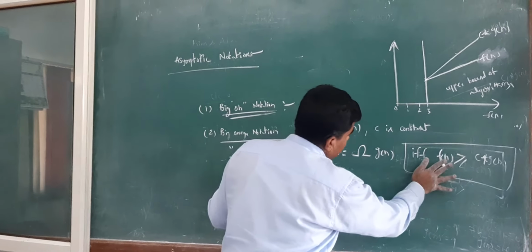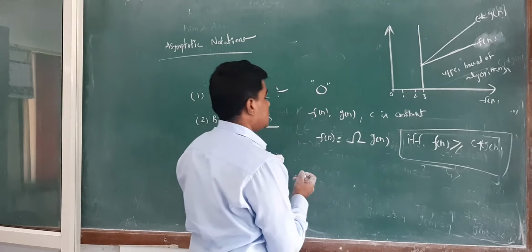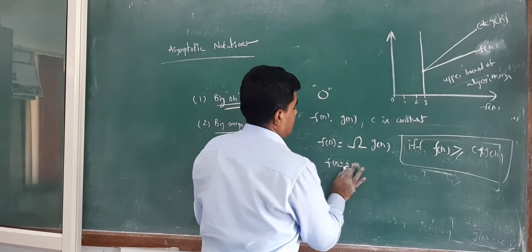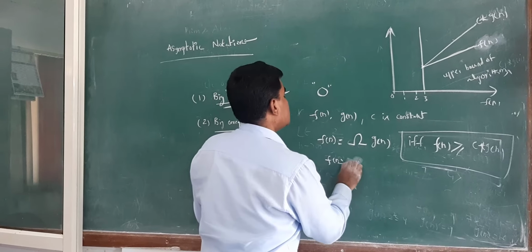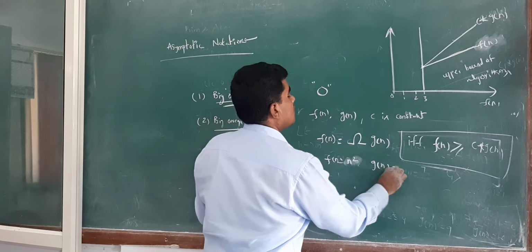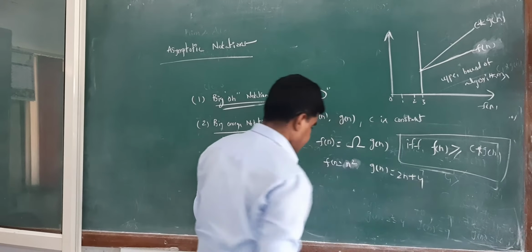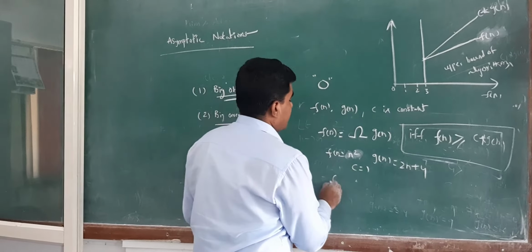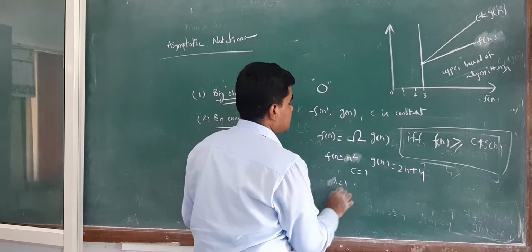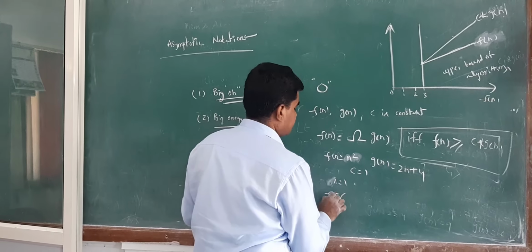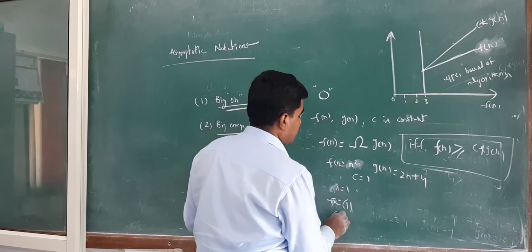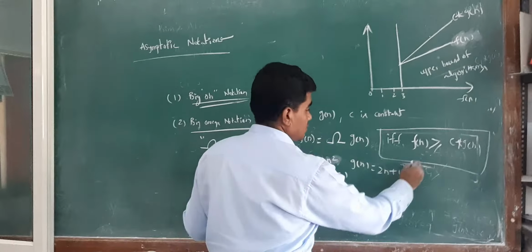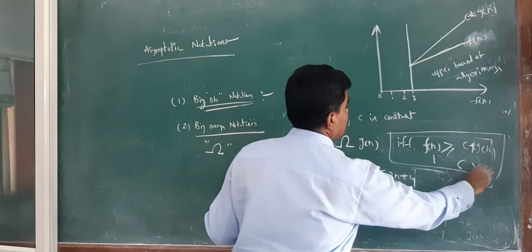So now we have to prove that f of n is greater than or equal to c star g of n. Sorry, f of n is n square, and g of n is 2n plus 4. Take c equal to constant 1. If n equal to 1, f of n is 1 and g of n is 6. The condition fails.